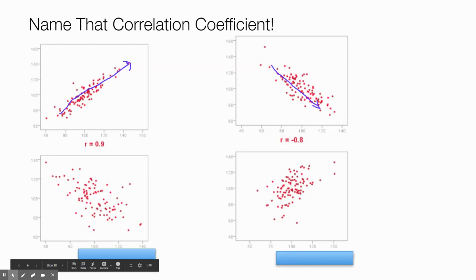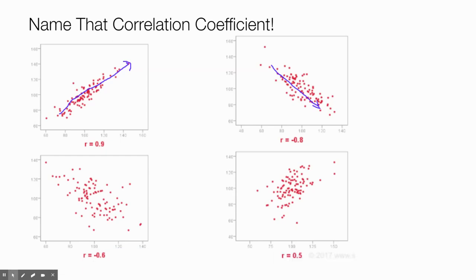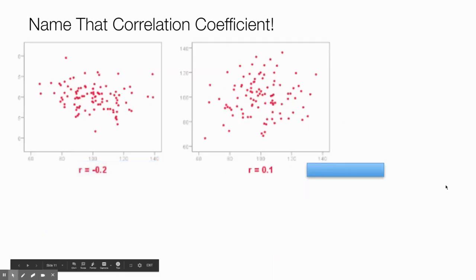Yes, that makes sense. And the two down here, this one seems kind of weak. Let's see what that one is, but it does seem to be a negative correlation, -0.6. And the other one seems to be positive. Would you agree? Yeah, it's a +0.5. Okay. And here are the last two, -0.2, +0.1. Again, these are very weak correlations.